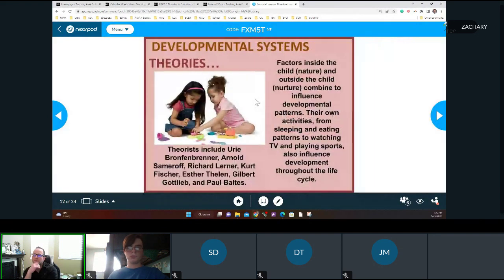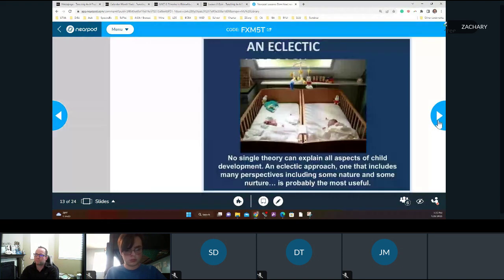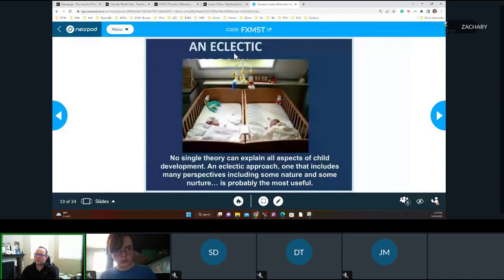Okay, developmental systems: factors inside the child, nature, and outside the child, nurture, combine and influence developmental patterns. Their own activities, from sleeping and eating patterns to watching TV and playing sports, also influence development throughout the life cycle. Okay, and then those theorists right there. And the last one is basically, oh, this is not the last one, we already went over 7.